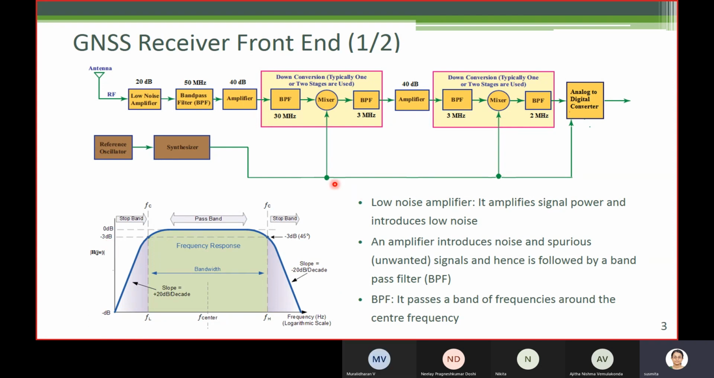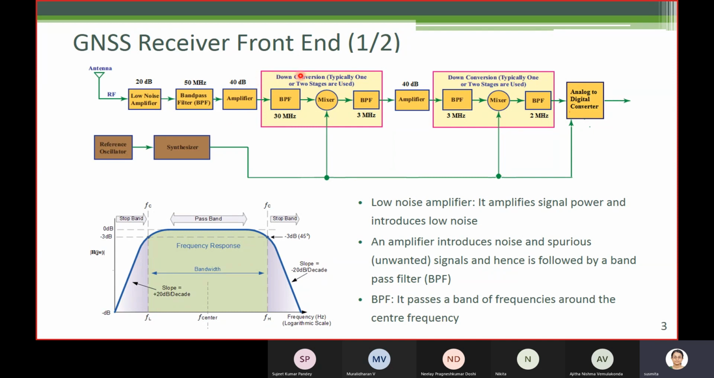So last time we were discussing the GNSS receiver front end. We talked about the antenna. First we talked about the antenna, then we discussed the front end. Under the front end, we talked about the amplifiers and the bandpass filters. And then we briefly mentioned the analog to digital conversion at the end. So the output of the front end is digital samples.